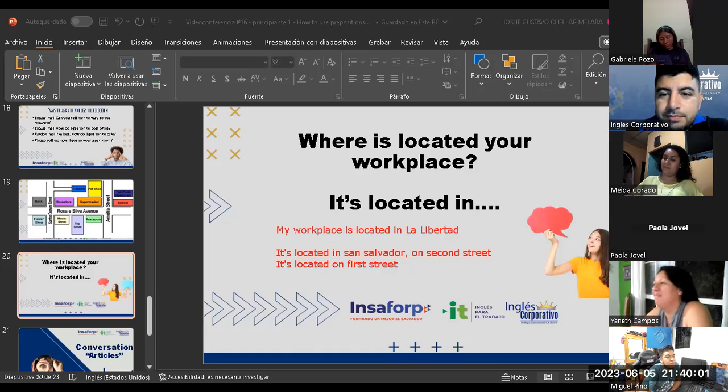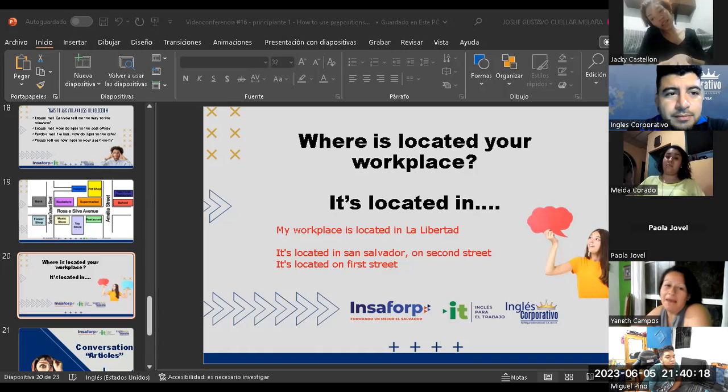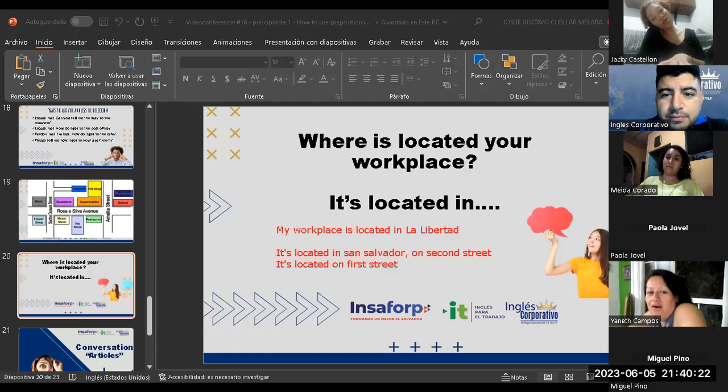My workplace is located in Ciudad Versailles. Thank you, Walter and Jackie. My workplace is located in Ilopango. Thank you, Jackie and Bea. My workplace is located in San Salvador on Las Palmas Street, next to Opticas La Joya. Perfect, thank you. Bea and Ceci.